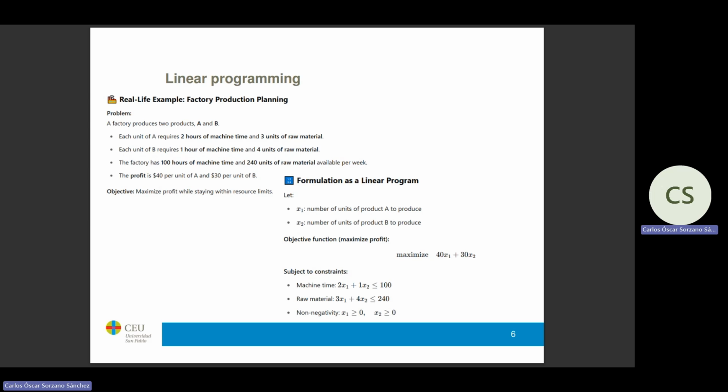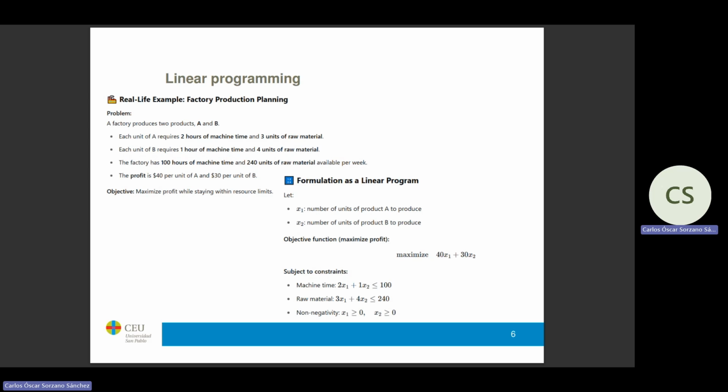And the profit of selling one A product is $40, and the profit of selling a B unit is $30. So the problem here is to maximize the profit while staying within the limits of your resources. Your resources here are machine time and raw material, so which is the optimal production that I could have, so that my benefit is maximum.